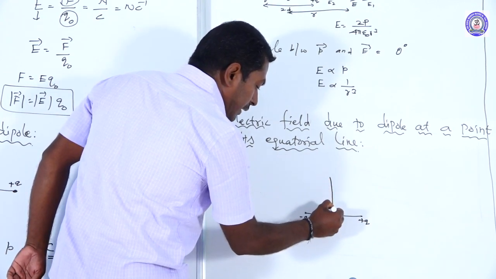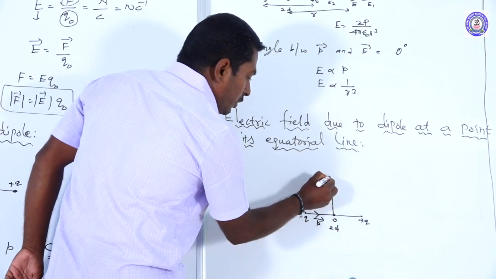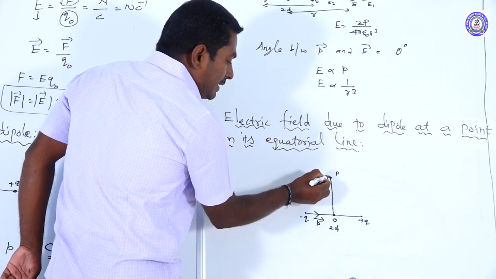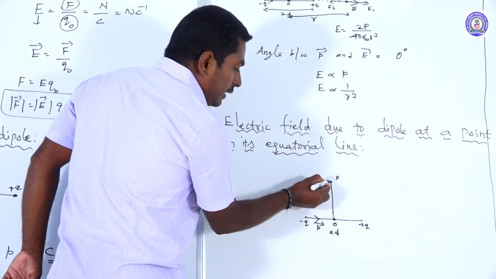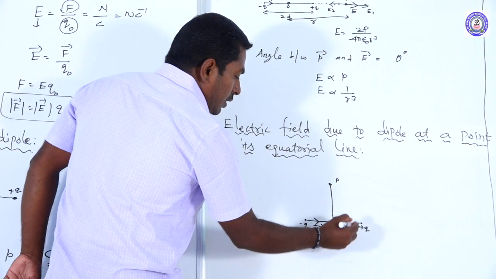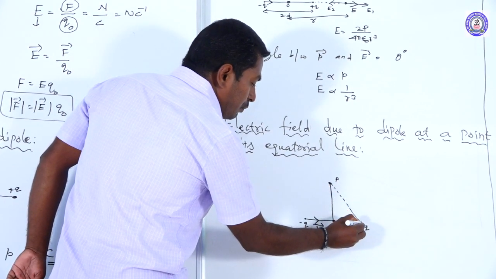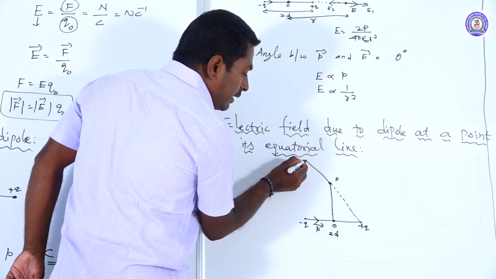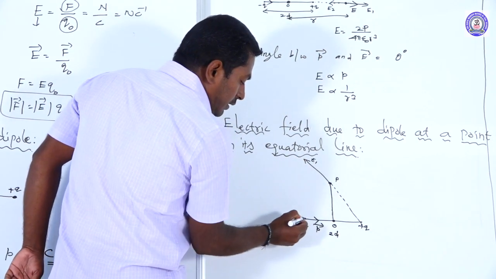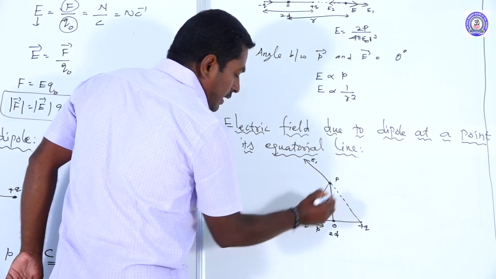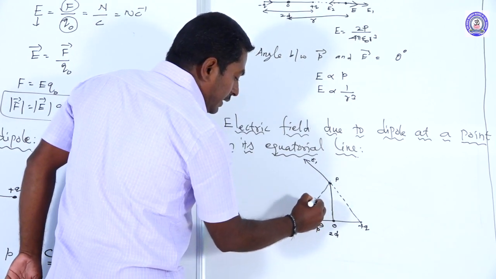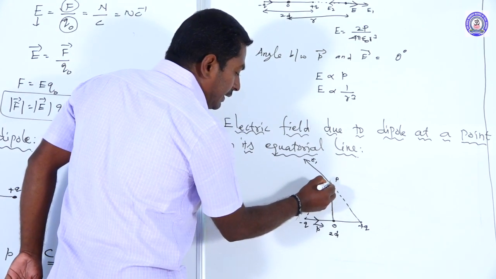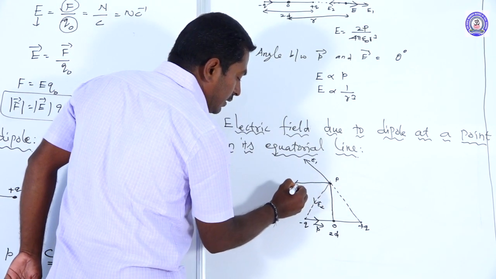This is the equatorial line. We assume one point P on its equatorial line, and our aim is to determine the resultant electric field intensity due to the dipole. The plus Q charge produces an electric field intensity at this point directed away, E1. The negative charge produces an electric field intensity at this point directed towards the charge, E2. So at this point, the resultant electric field intensity is directed like this.